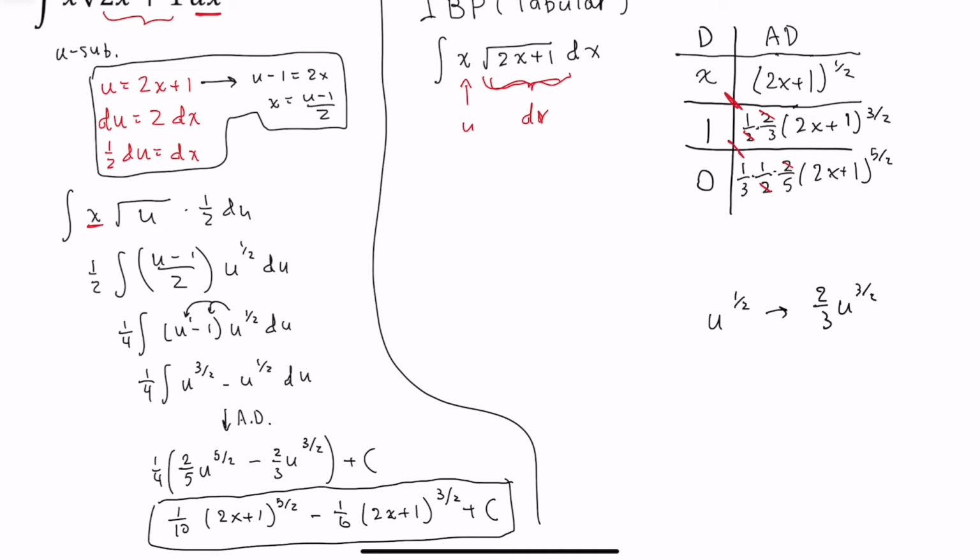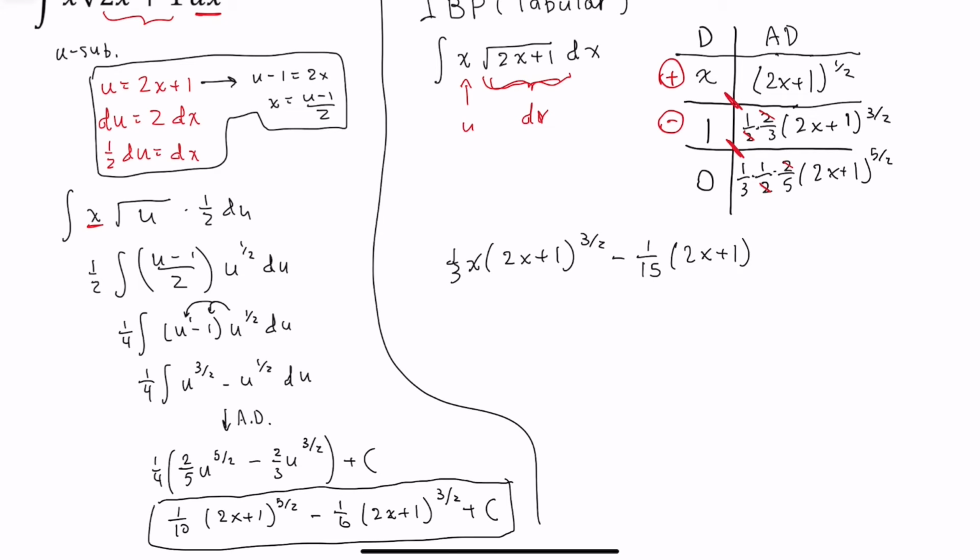For tabular, we have to multiply diagonally like this and change signs accordingly. Here we don't change signs. Here we do change signs. So using the tabular method, our answer right away is the following. It's 1/3 x times 2x plus 1 to the 3/2 minus, let's see, that's 1 times 1/3 times 1/5, that's 1/15, times 2x plus 1 to the 5/2, plus c.